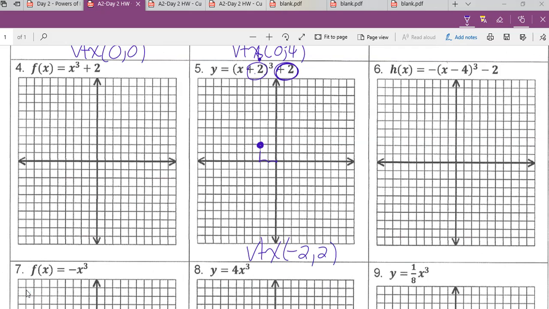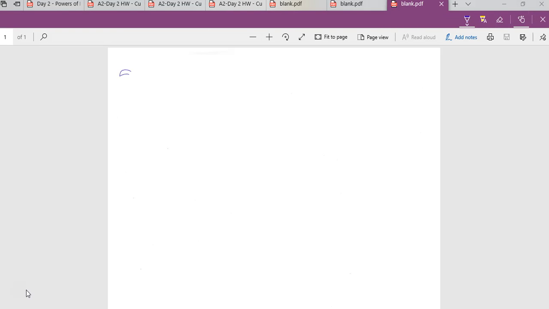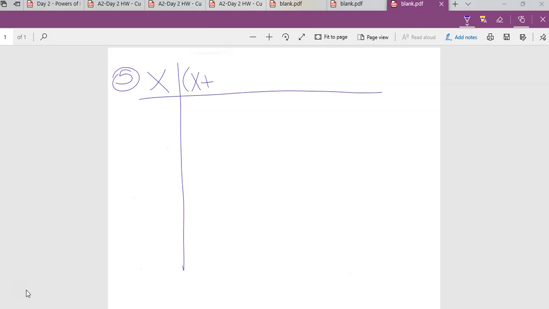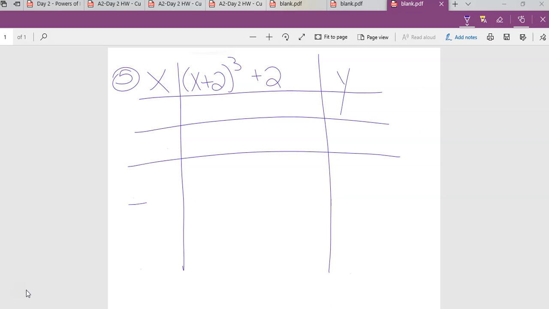So we'll go to our blank piece of paper and make our next function table to see if we indeed do get that. So it's x plus 2 to the third power plus 2. So back to my blank paper, I'm going to go ahead and make another function table. This is for column number 5. We have x's. Our function is x plus 2 to the third power plus 2. Use some space here to show my work. And I have y. I need to have at least 5 data points on my table.